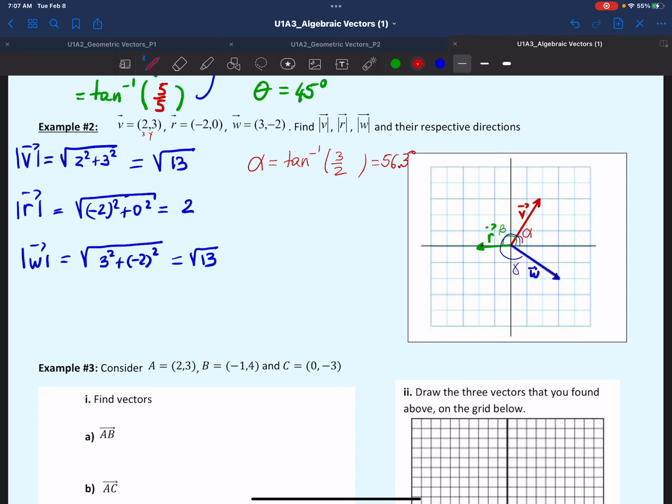Now for angle beta, we're going to say that's inverse tan. And the y coordinate is 0, x coordinate is negative 2. So again, inverse tan of 0 over negative 2, which is basically inverse tan of 0.